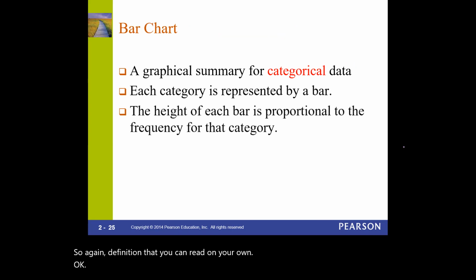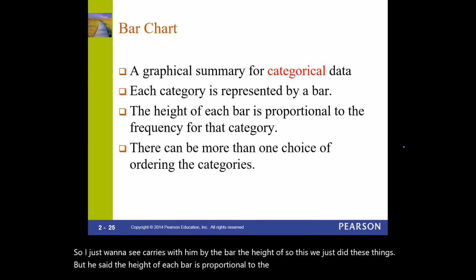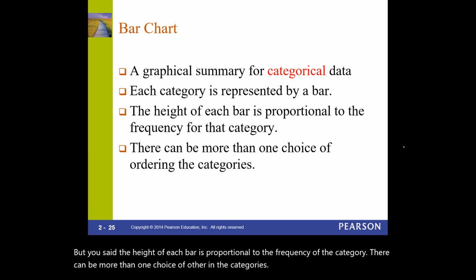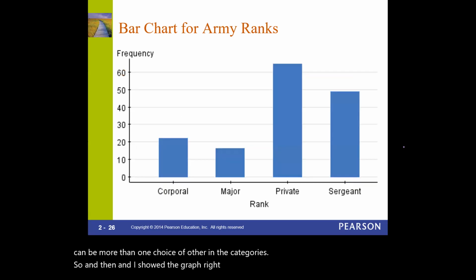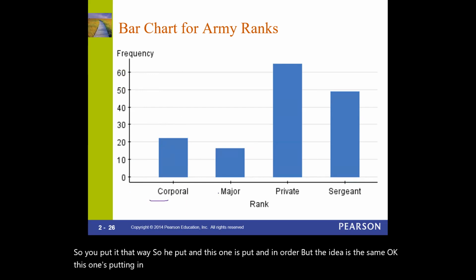So each category is represented by a bar, and the height of each bar is proportional to the frequency of the category. There can be more than one choice of ordering the categories. Okay, and I'll show the graph right here. This one says corporal is 22. So he put it that way, and this one is put in order. But the idea is the same, okay? This one has been put in order. What I did, I didn't put in order. I just put it the way it was given to me. This is also fine, okay?